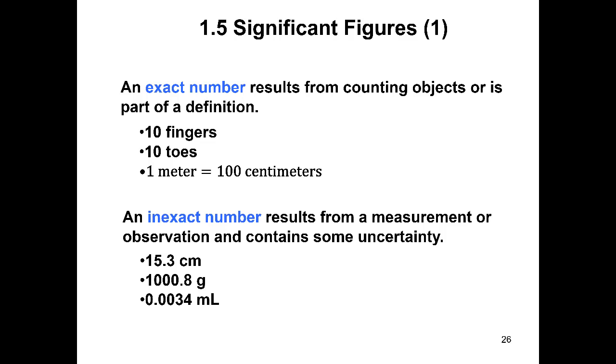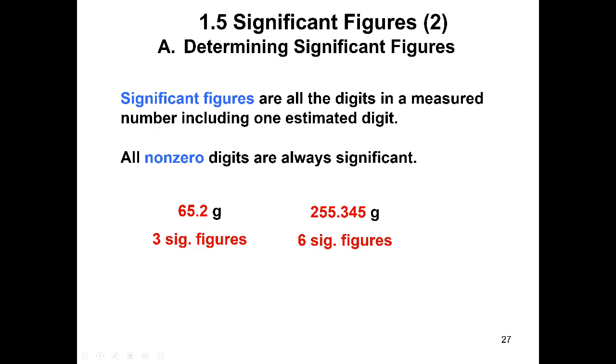An inexact number, though, is something that you measure. So instead of saying 1 meter is 100 centimeters, you take a ruler and you say, okay, that is 5.35 centimeters, okay? And so there's some uncertainty in those measurements, usually that very last digit. So significant figures are all the digits in the measured number, including the last one, which is estimated.